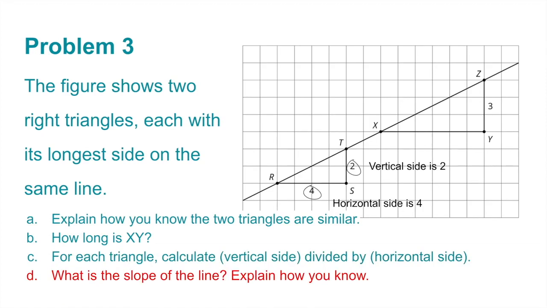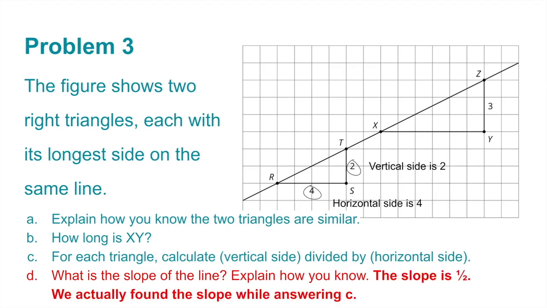D, what is the slope of the line? Explain how you know. The slope of this line is 1/2. We actually found the slope while we were answering C, the rise over run, or 2 over 4 for the smaller one, which is equal to 1/2. For the larger triangle, we have a rise of 3 and a run of 6, 3 over 6, or 3 divided by 6, which is the same as 1/2. So the slope of the line is 1/2.